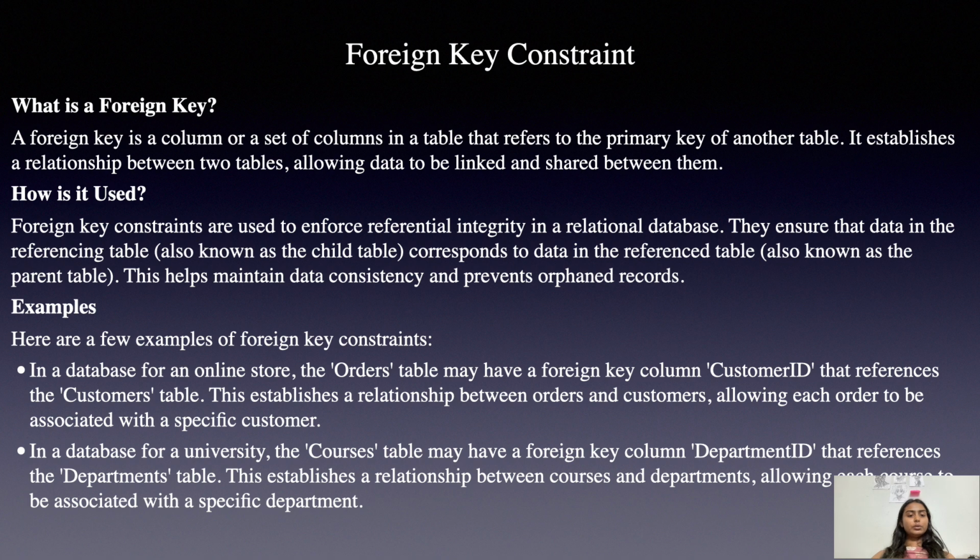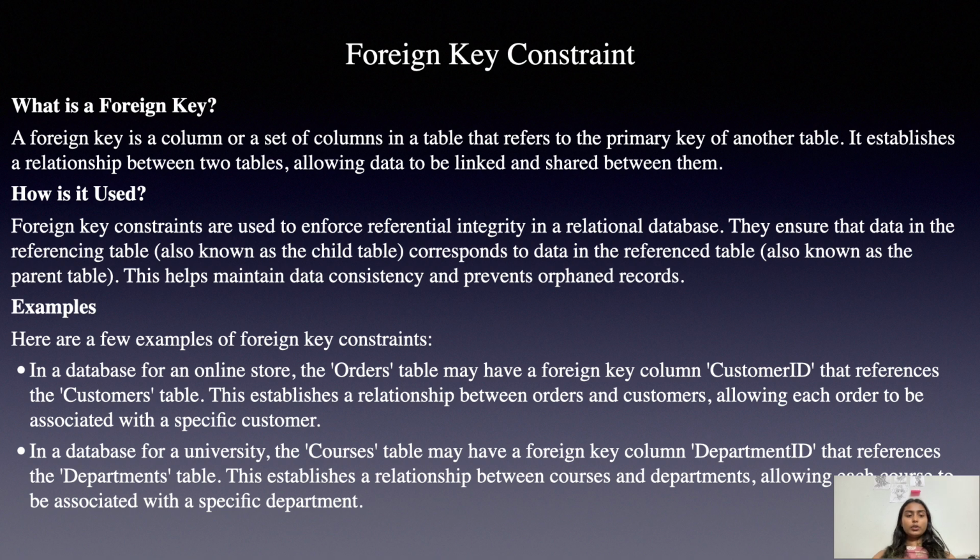Examples. Here are a few examples of foreign key constraints. In a database for an online store, the orders table may have a foreign key column customer ID that references the customers table. This establishes a relationship between orders and customers, allowing each order to be associated with a specific customer.